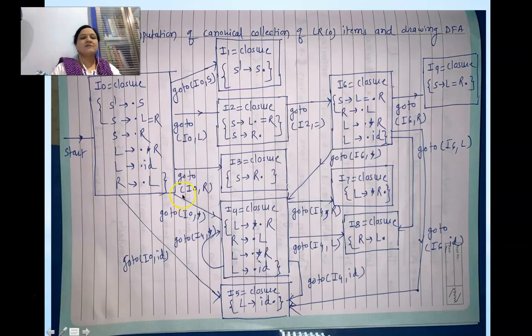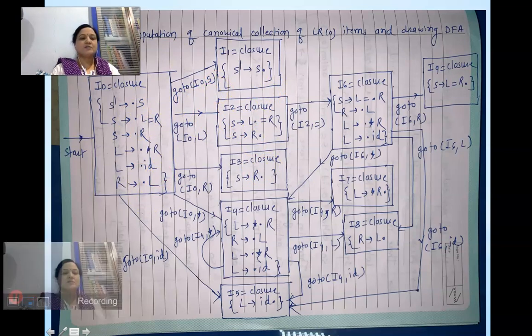In this example we will see how parallelly we can compute the LR0 collection of items and draw the DFA. In the last problem we first computed the LR0 collection of items such as I0, I1, I2 till I5, and then we drew the DFA. But in the exam, to save our time, we can do both things parallelly. So, we can draw the DFA and write the I0 state closure inside the DFA itself. So, let us see how we can do this parallelly.